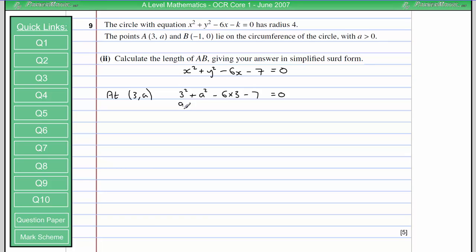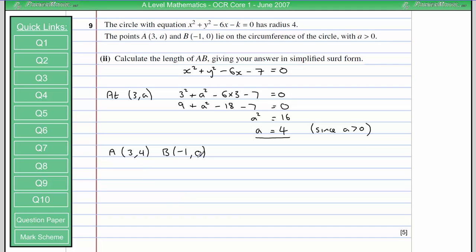Let's simplify this a bit. We've got 9 plus a squared minus 18 minus 7 equals 0. If we add the 18 and the 7 to the other side and then subtract the 9, we'd get a squared equals 16, which means a is going to equal 4. It can't equal minus 4 because a has got to be greater than 0 as stated in the question. So now we know 2 points. We know that A is 3, 4, and we know that B equals minus 1, 0.